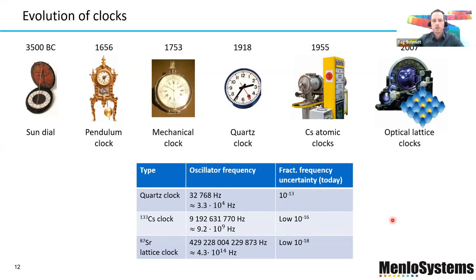In a very simple picture, you can think about it like this. If you divide the second into equal parts of these oscillations, and you count these oscillations, then you might make an error. For example, you miss one oscillation. But if you miss one oscillation of 32 kilohertz, this is of course much worse than missing one oscillation of 429 terahertz. So the fractional error is less if you miss one count for a higher frequency.